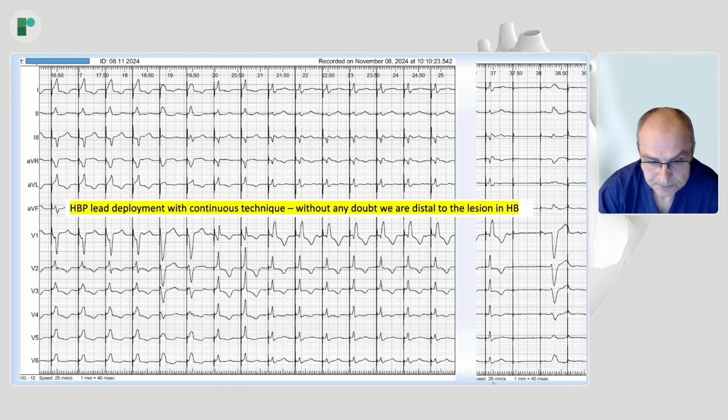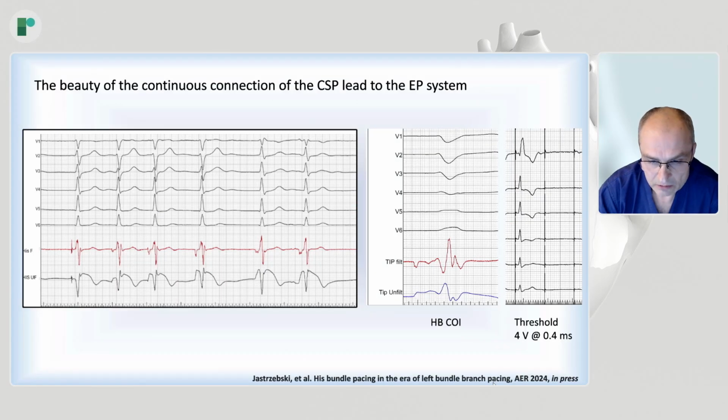Please change the slide. And next one. Okay. The beauty of the continuous connection is not only that you can see constantly how the QRS changes during pacing, but you can even fine-tune your pressure on the His bundle during mapping. On the left, you see a figure from the paper that will be published in the Arrhythmia Electrophysiology Review, where you see how the His bundle changes into a negative His bundle, how the current of injury slowly rises. This is a beautiful insight that can guide the lead deployment during pacing.